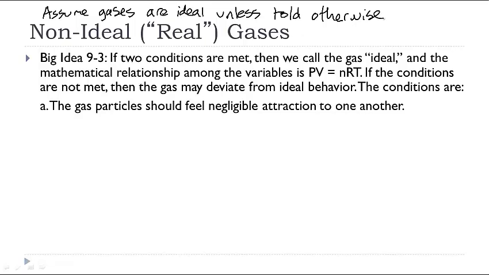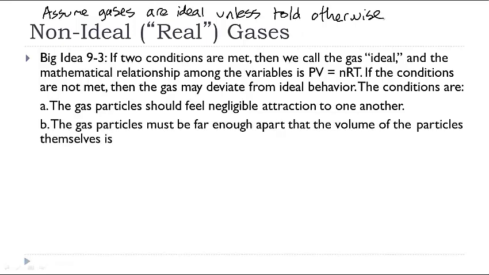So there are two assumptions that the ideal gas law is based on. One is that the gas particles should feel negligible attraction for each other. And another is that the particles have to be far enough apart that we assume they're just little points in space and we ignore the volume that the molecules themselves take up. Now those two things actually hold pretty true most of the time, but there are times when they break down, and so when those break down, then the ideal gas law doesn't work.